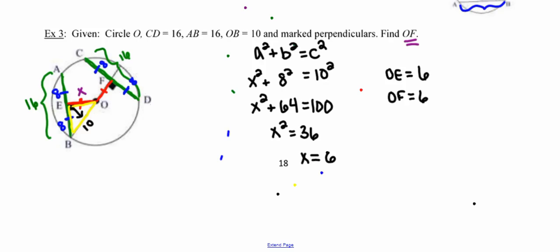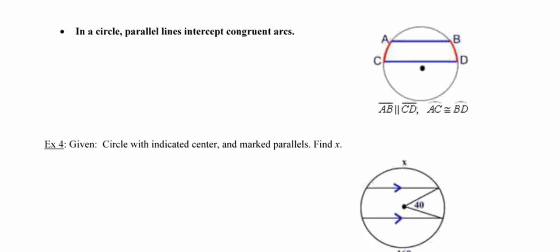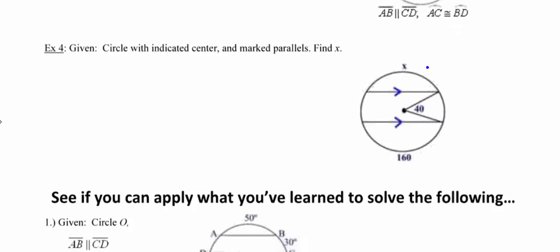All right, we've got one more that we need to worry about here, and that's up at the top of the next page. This says anytime you have parallel lines, they're going to intercept congruent arcs. So in other words, if line segment AB and line segment CD are parallel, then the arcs that live between those two line segments are going to have to be congruent. So in other words, arc AC is going to have to be congruent to arc BD. And this too is an idea that we can use to help us solve problems.